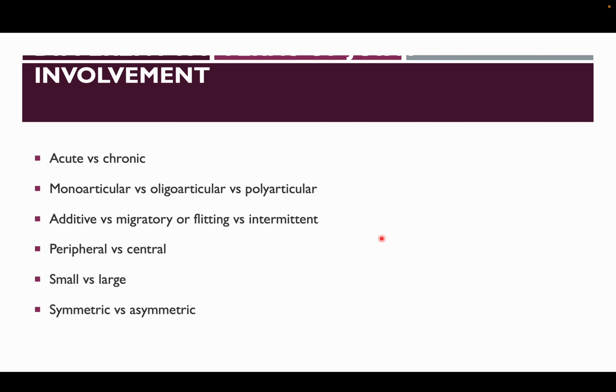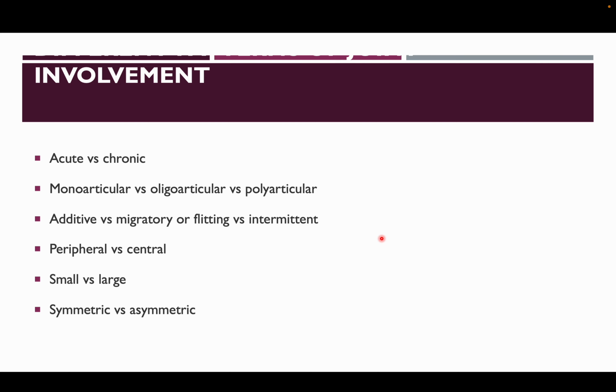Whereas in additive arthritis, as in reactive arthritis, first it starts involving the ankle, then it comes to the knees, it will add on. After the ankle, the knee is also involved, and when the knee is involved, the ankle is also there. That is additive arthritis, classically reactive arthritis. Then there is intermittent or continuous.